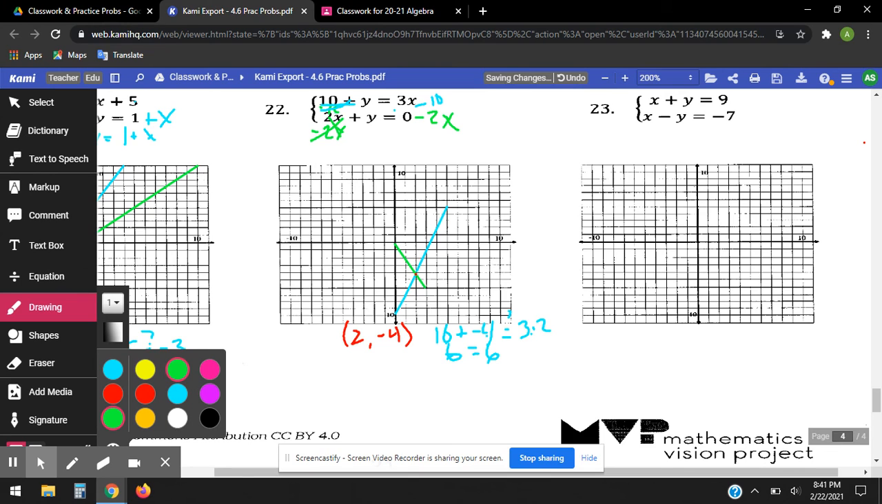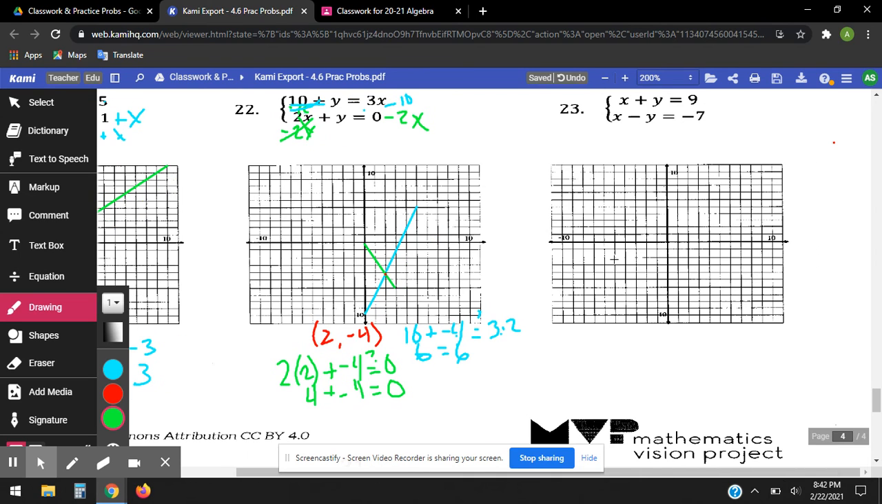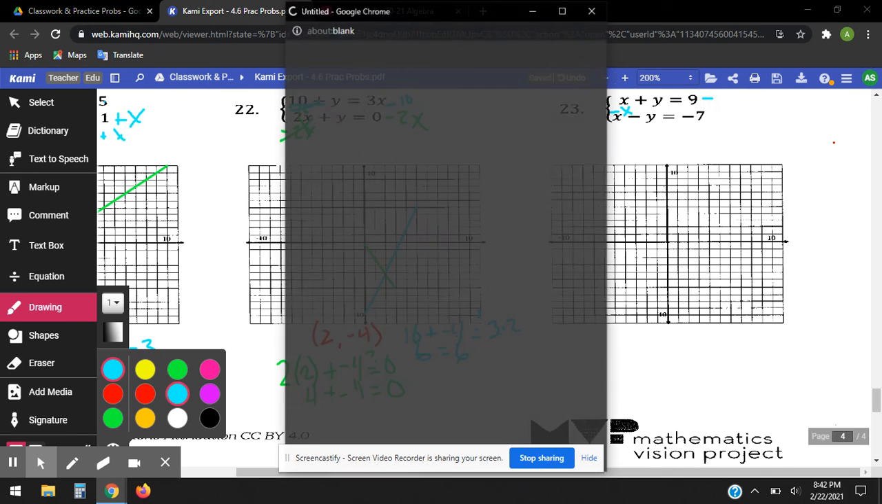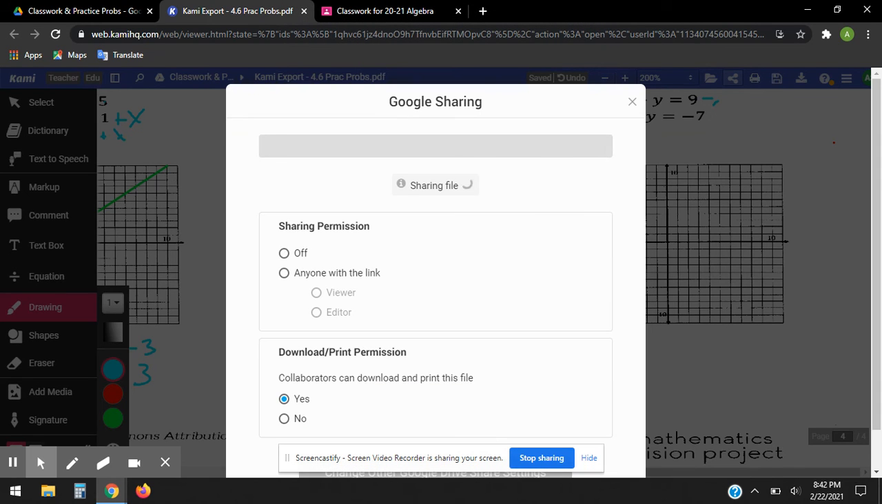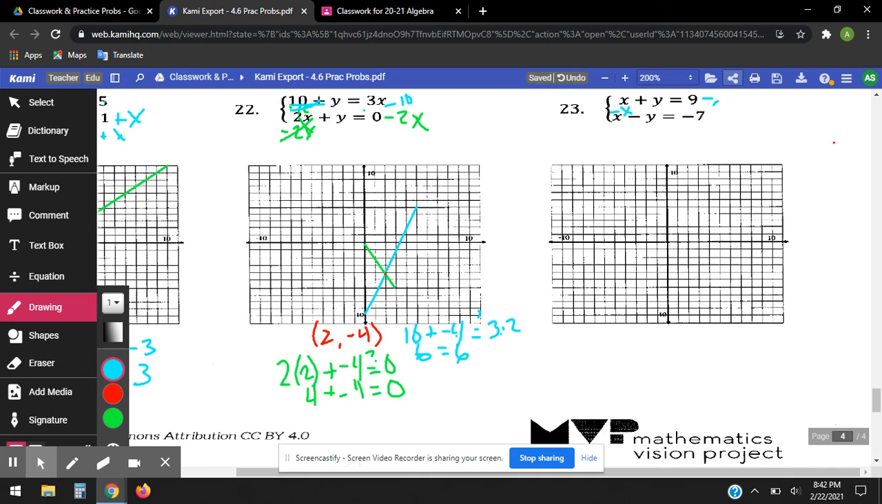So that one works. So over here, 2 times my x, which is 2, plus my y, negative 4, does that equal 0? Well, 2 times 2 is 4. 4 plus a negative 4 does equal 0. So that one worked too. Last one. Okay, start with blue. Instead of a plus x, I want to subtract x.